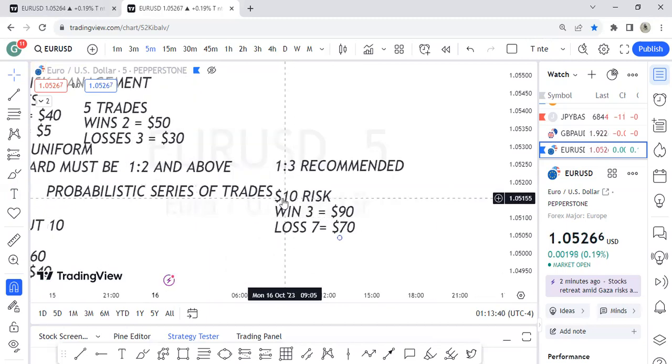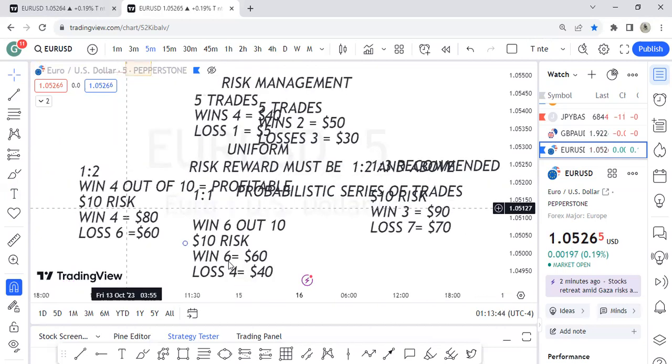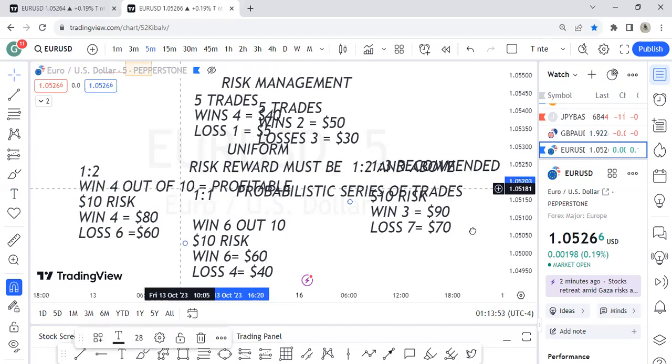The minimum requirement for 1:2 trades is what? 3 trades. The minimum requirement for 1:1 is what? 6 trades. And the minimum requirement for 1:2 is what? 4 trades. You can see that the difference is just the difference between 1:3.